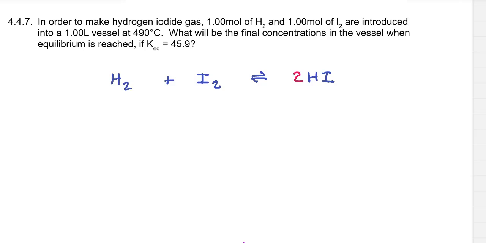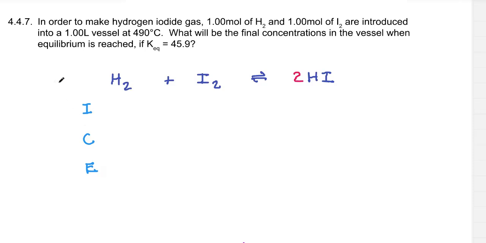Hi again. We're still working on mathematically tricky ICE tables. So let's see what they have served up for us this time. This reaction is if you take hydrogen and iodine and combine them, occasionally some hydrogens and iodines will get married and make hydrogen iodide. And there's an equilibrium for that, of course.